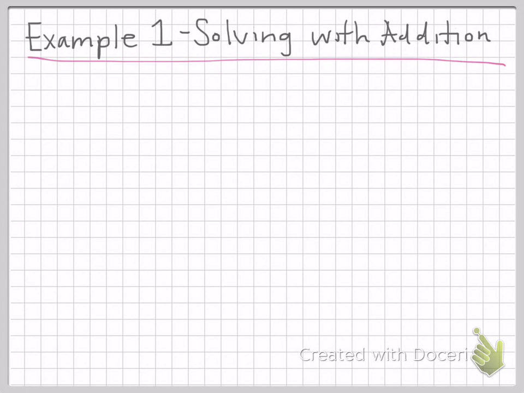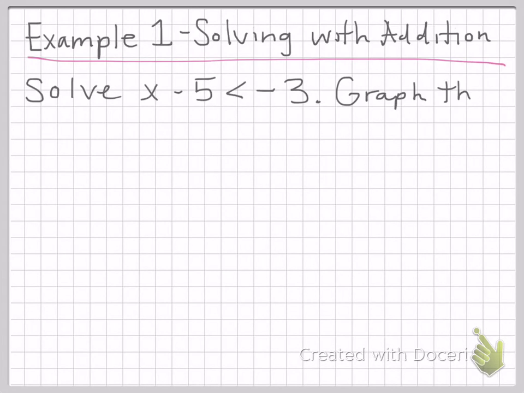Example 1, solving with addition. So let's go ahead and write the problem for example 1. Solve x minus 5 is less than negative 3. And then it's going to ask you to graph the solution.